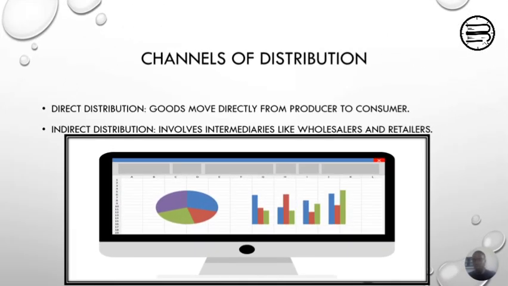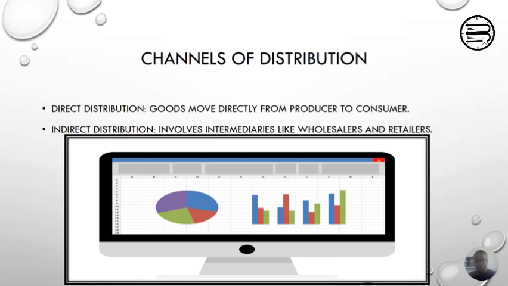So moving on to the channel of distribution, direct distribution is whereby goods move directly from the producer to the consumer, right? This is what we call direct distribution, whereby you just go to the producer and you buy goods directly from him. Let's say the producer produces oranges, then the consumer just buys oranges from the producer's farm. This is what is called direct distribution.